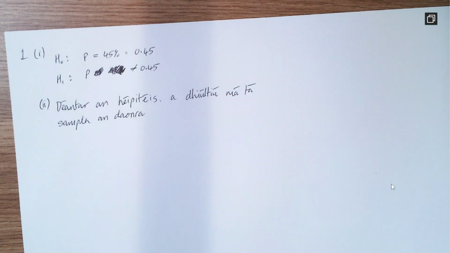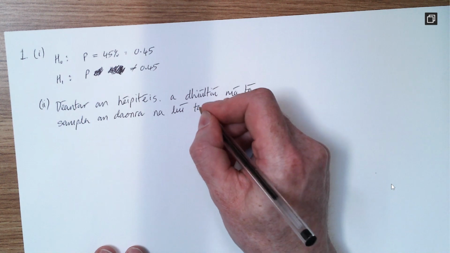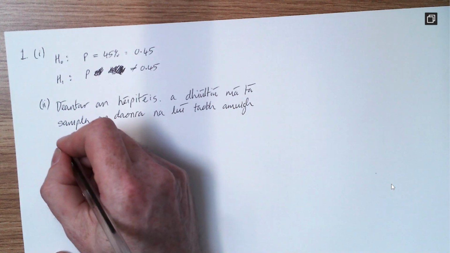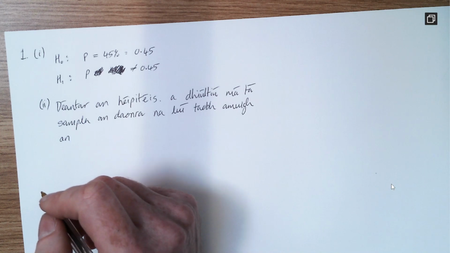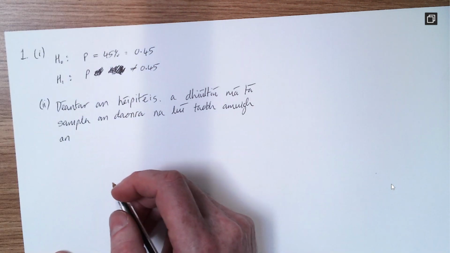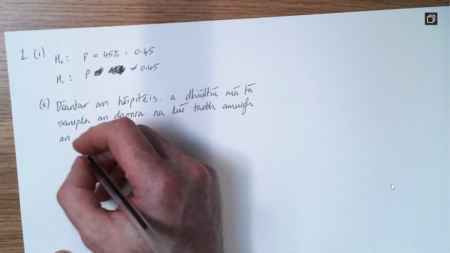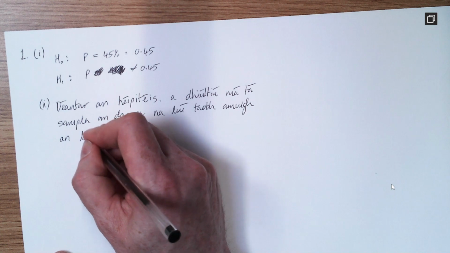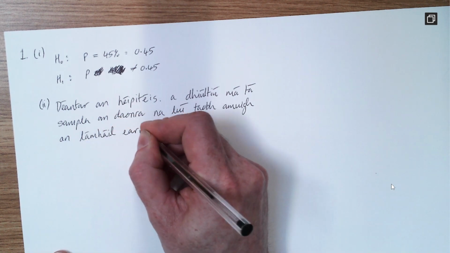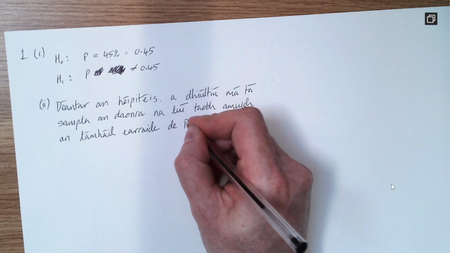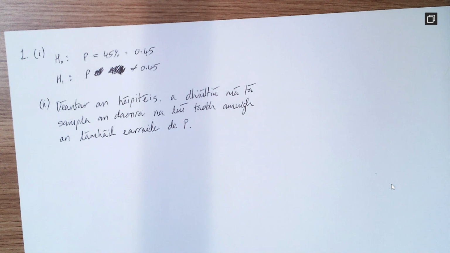So we reject the hypothesis if the sample proportion is outside the margin of error, the level average P. So these are the null hypothesis and the sample proportion is compared to the level average P.